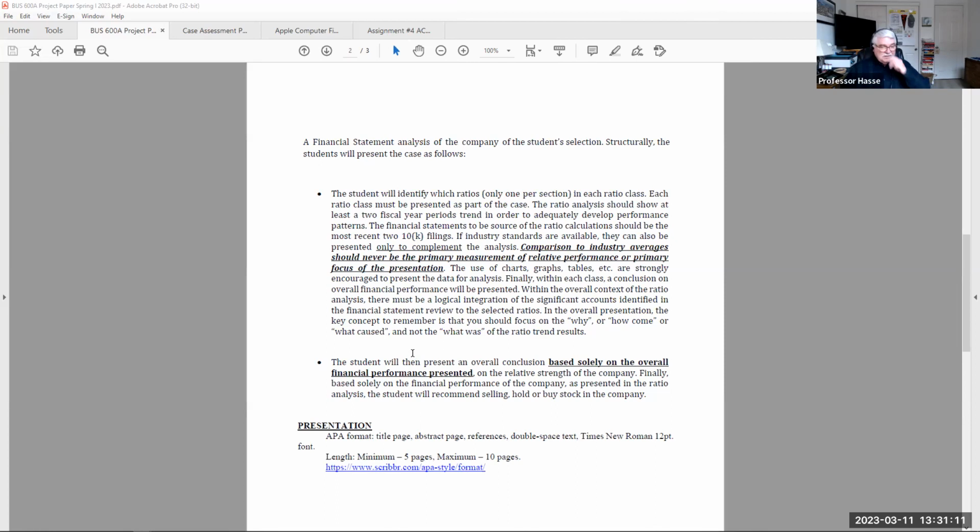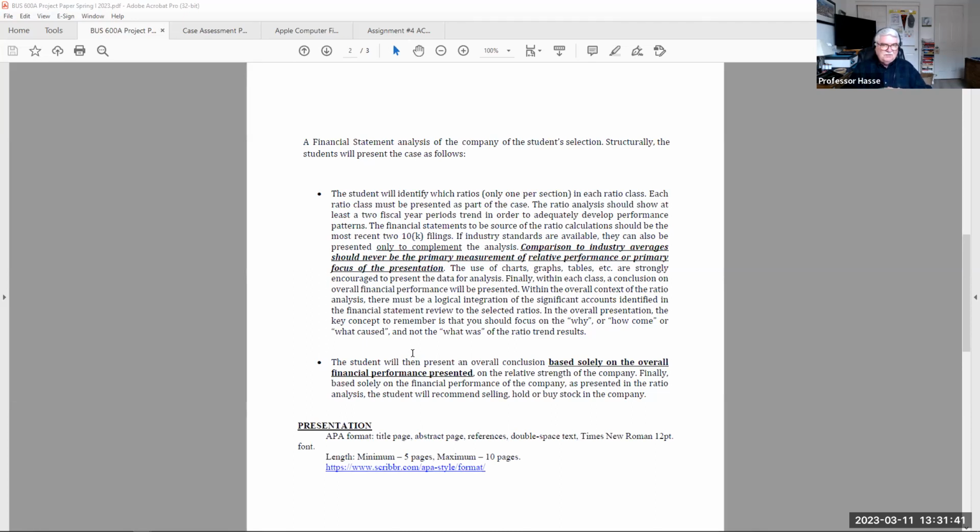Then once you do all this based on those 4 different levels and those 4 different analyses, the student will present an overall conclusion based solely on the overall financial performance you selected, those 4 areas, on the relative strength of the company. Finally, based solely on the financial performance of the company as presented in your analysis, the student will recommend selling, hold, or buy on the company stock. So there you go. That's the analysis.